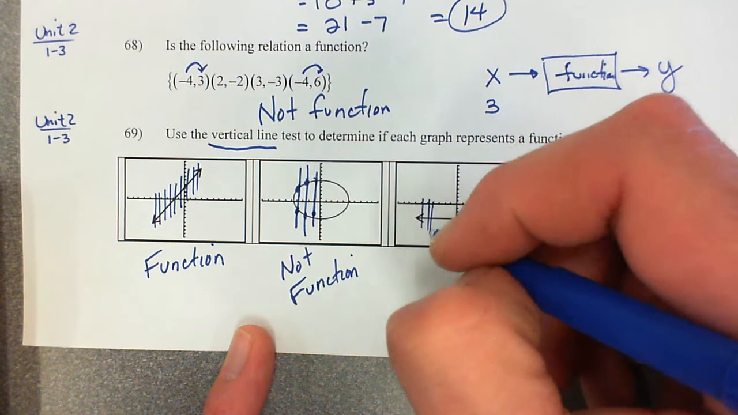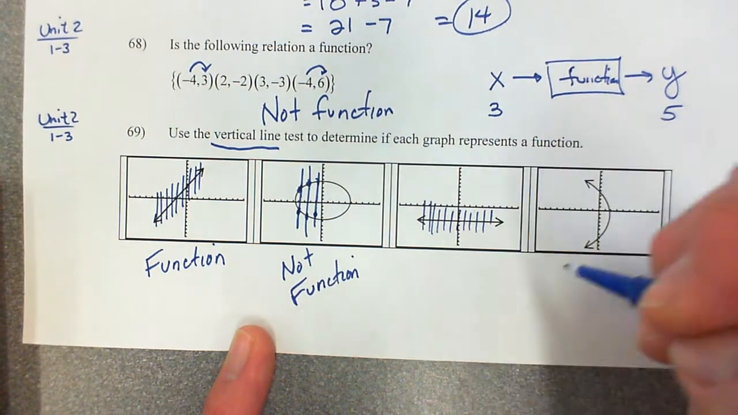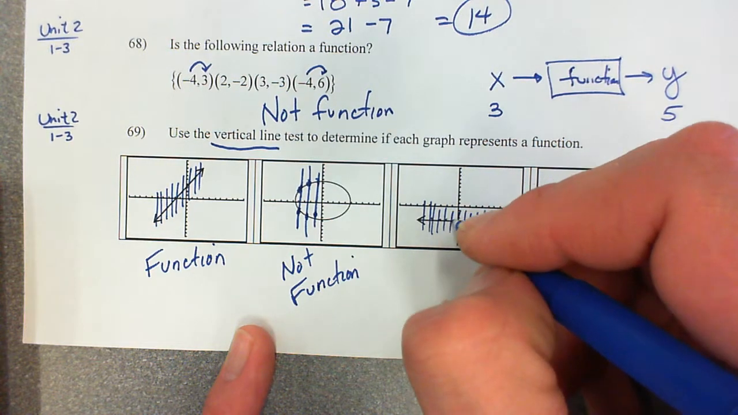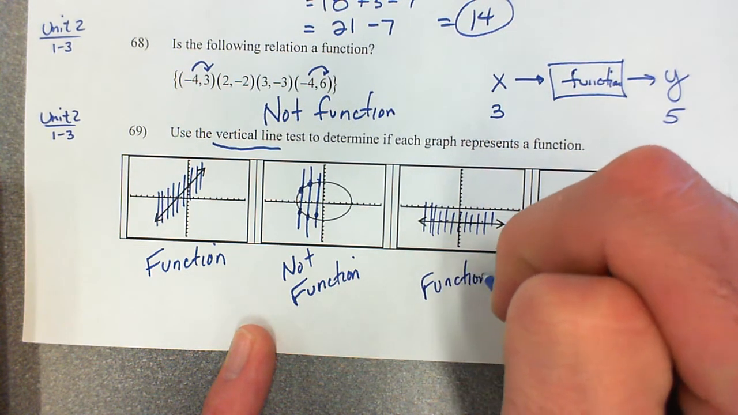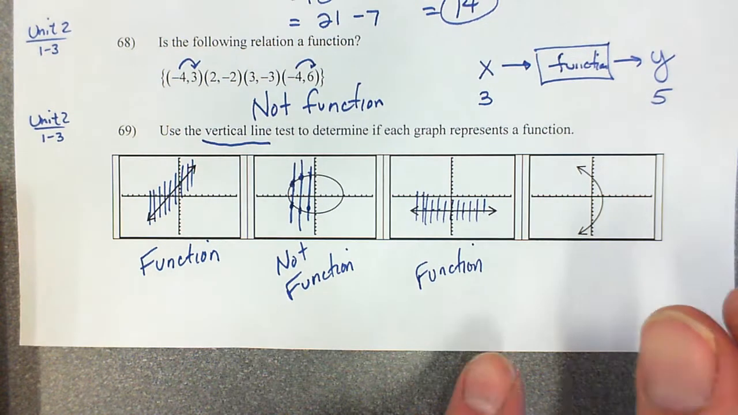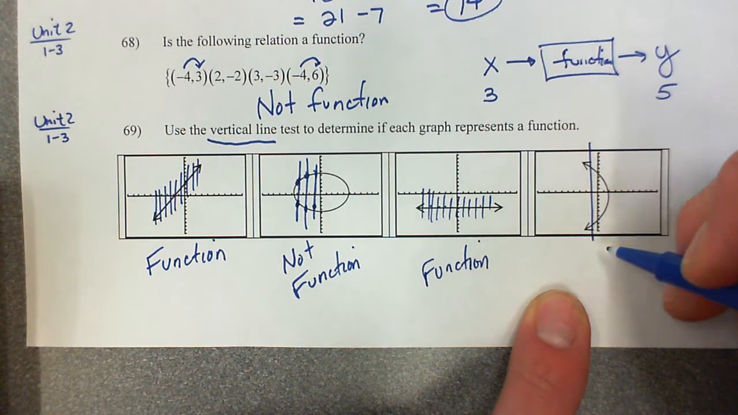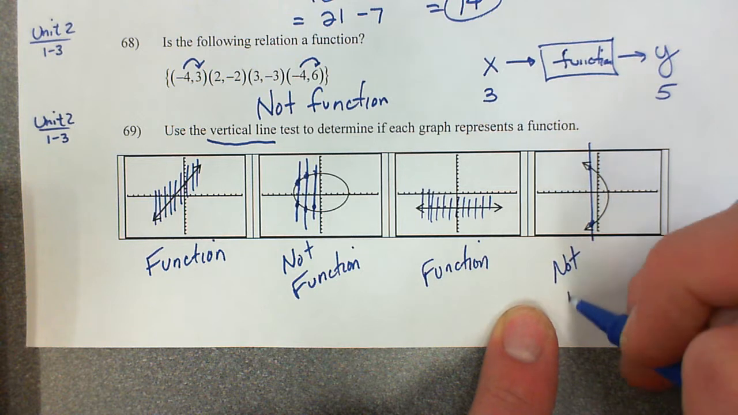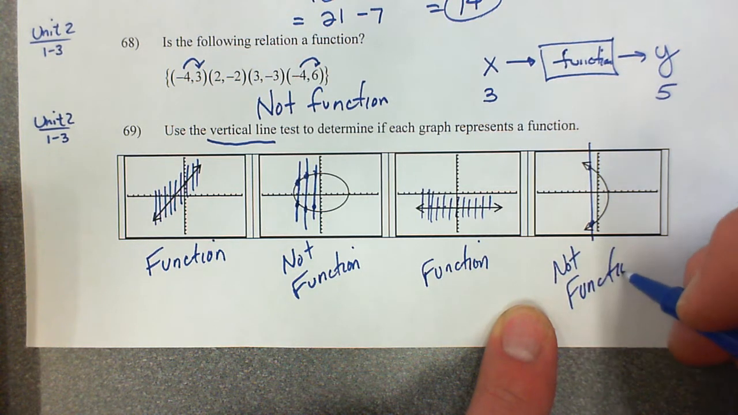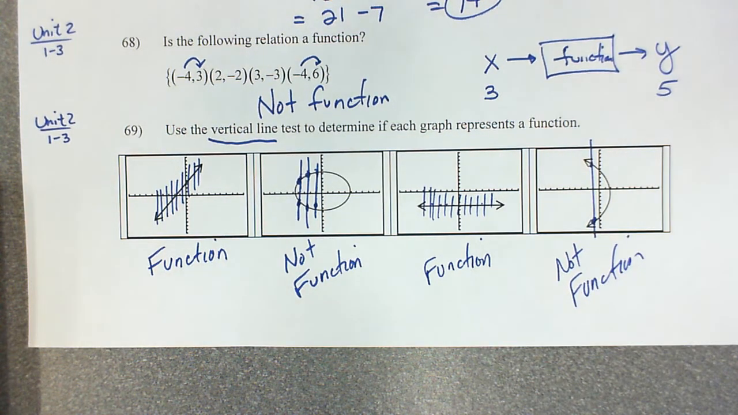Okay? Here, if we drew vertical lines up and down, they're always only hitting once. So this is a function. Okay? And then this one, if we drew a vertical line here, it's going to hit twice. So this is not a function. Okay? So that's question 69.